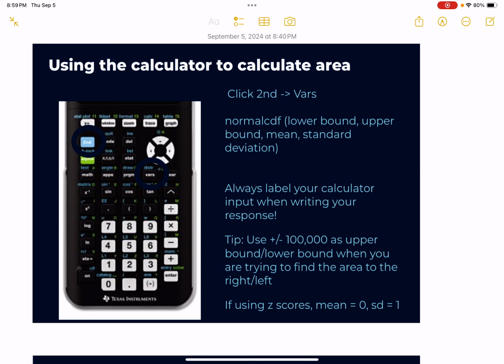And all of that, of course, is here. Be aware, though, as I said in class, you may make your lower into your z-score. And if you do that, you would want to make your upper into positive 100,000. And the same thing is true. You may want to make your lower into a data point and then your upper into 100,000. And that's if you want to find all of the values that are greater than your data point or greater than your z-score.